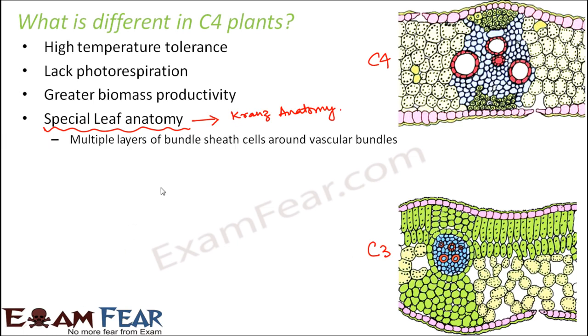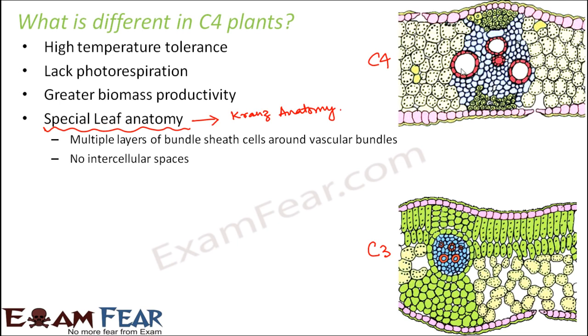In a C4 plant, multiple layers of bundle sheath cells are present around the vascular bundles. These are the vascular bundles, and outside them, multiple layers of bundle sheath cells are present, the cells just outside the vascular bundles. But in case of C3 plants, not multiple layers, only single layers are present. So bundle sheath cells are not that prominent in C3 plants.